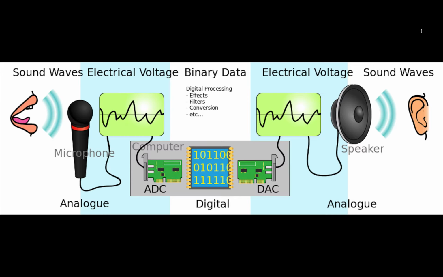What happens is we get a sound wave. We enter the sound wave into a microphone. It turns it into an electrical voltage. The electrical voltage is read by your computer's analog to digital converter. Then it's converted into digital binary data. The binary data is then affected in your DAW, your digital audio workstation. It comes out of your DAW through a digital to analog converter. It is now electrical voltage, which is sent to a speaker, and it creates sound waves.